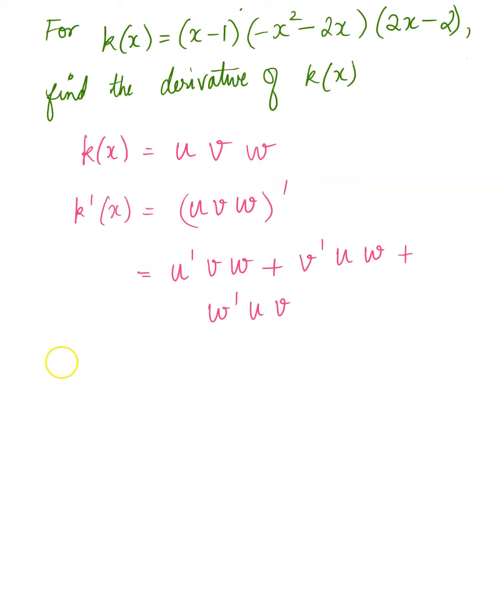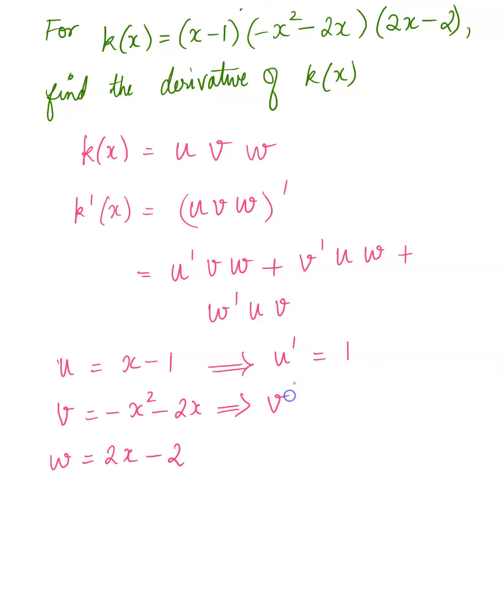So let's call x minus 1 as u, v could be negative x squared minus 2x, and w will be 2x minus 2. So this means that u prime, take the derivative of that, that will be just 1, right? Because it's 1 minus 0, so that's going to be 1. Derivative of v will be negative 2x minus 2. It might seem a little fast for some of you, so please pause the video, do the derivative by hand yourself, and see if it matches here.